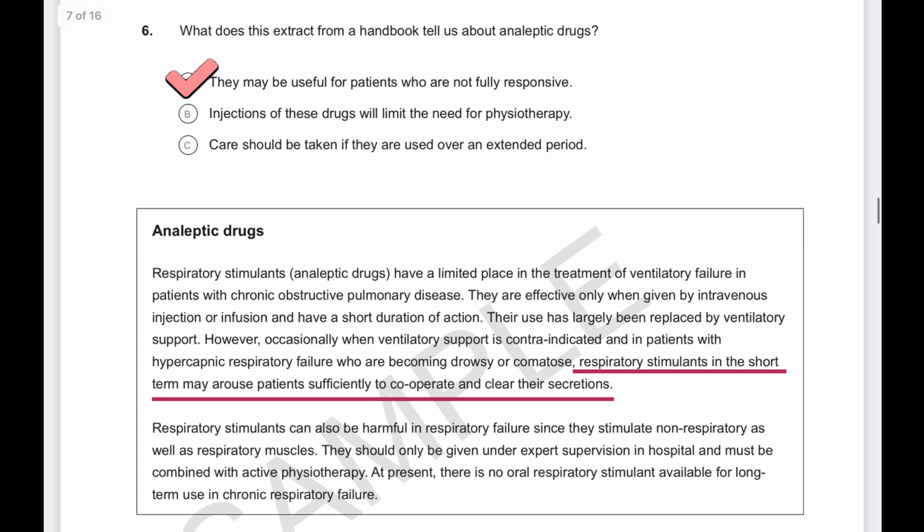Letter B, injections of these drugs will limit the need for physiotherapy. So as we've read here, they must be combined with active physiotherapy. So letter B is incorrect. And lastly, care should be taken if they are used over an extended period. So this is incorrect because it is not actually mentioned in the extract.